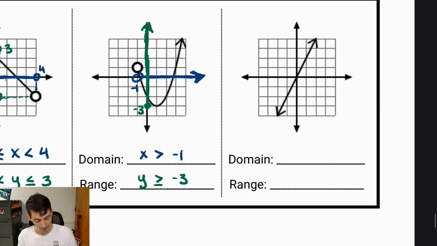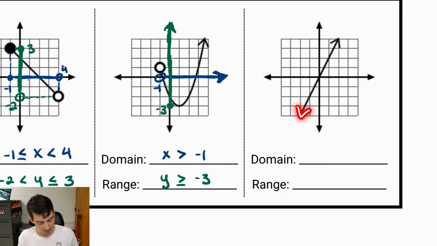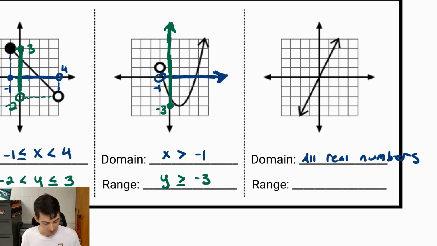And now my last one. I have an arrow going to the left and an arrow going to the right. So I don't have a leftmost point or a rightmost point. If that's the case, I'm going to say this is all real numbers. Same thing with my y. This arrow is going down forever and upwards forever. So it is also all real numbers.